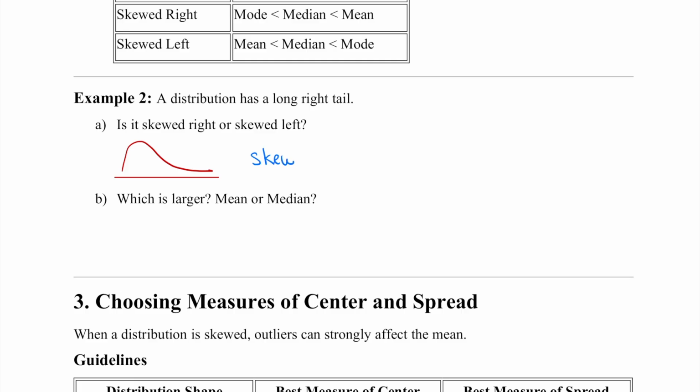Question B. Which is larger, mean or median? Remember, in a skew right distribution, the mean gets pulled toward the tail. Therefore, the mean is greater than the median, so the mean is larger.